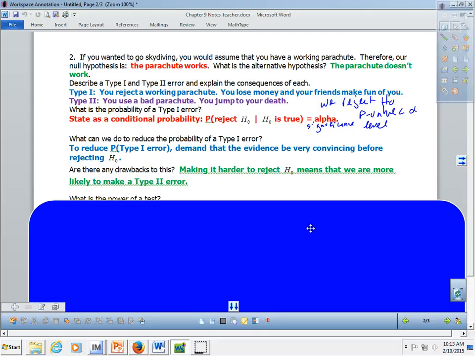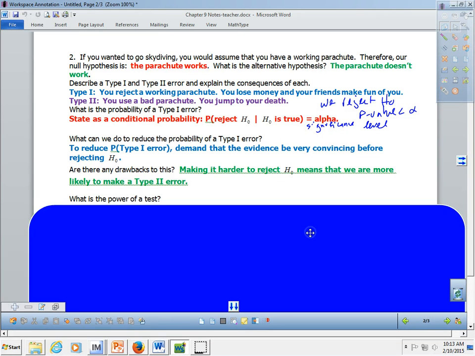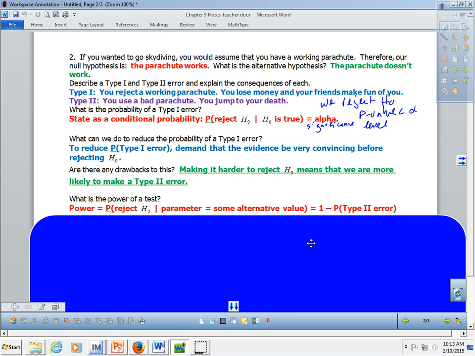Now, let's see. What is the power of a test? Okay? The power of a test is, again, another conditional probability, but it's the probability that we reject H0 given that the parameter equals some alternative value. In other words, it's the probability of correctly rejecting H0.